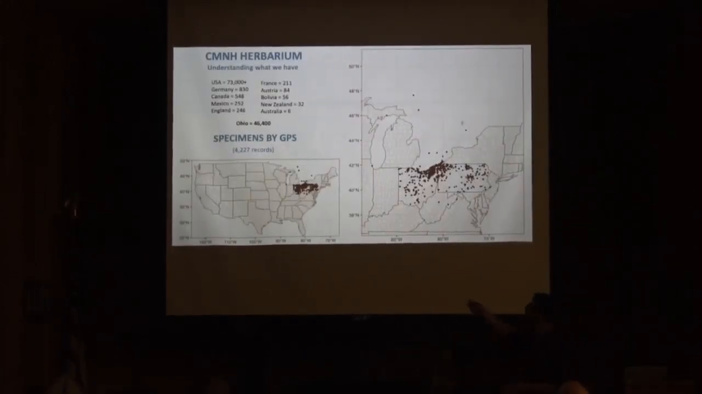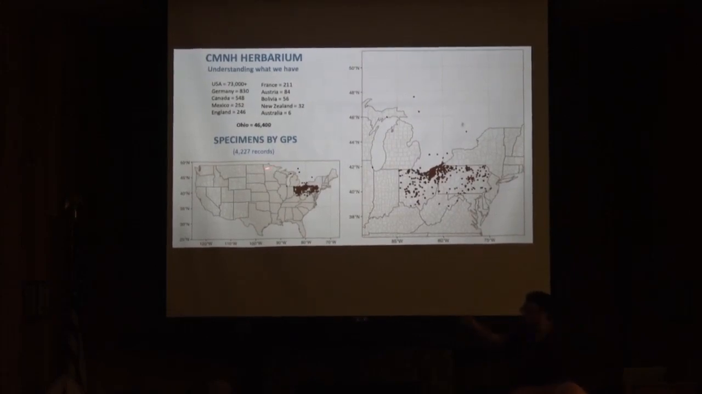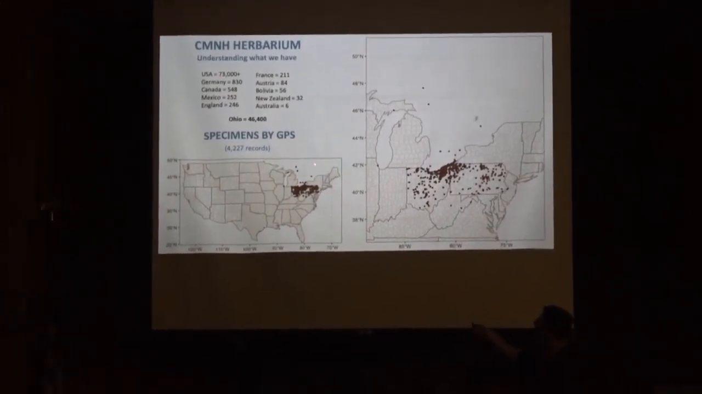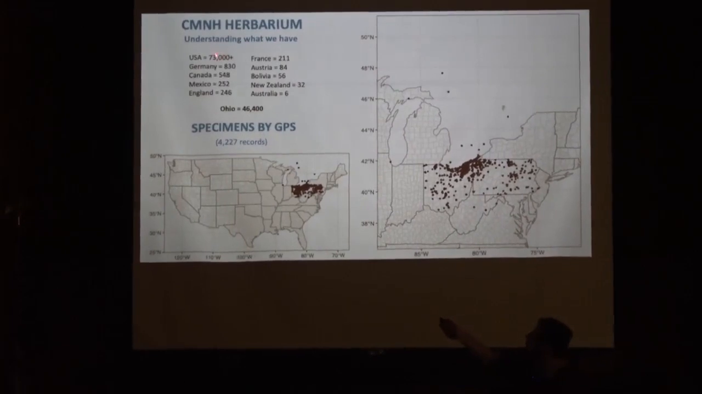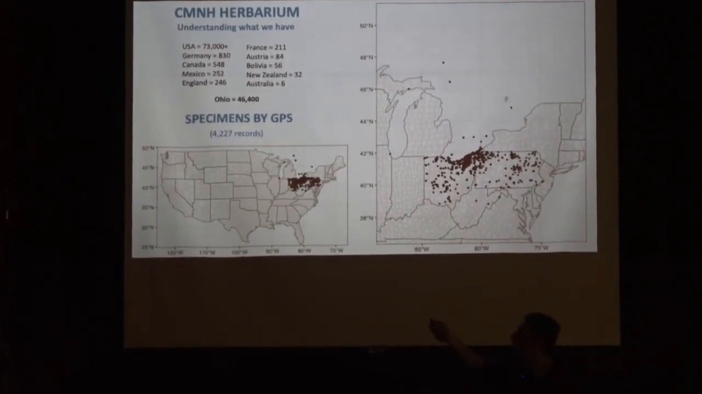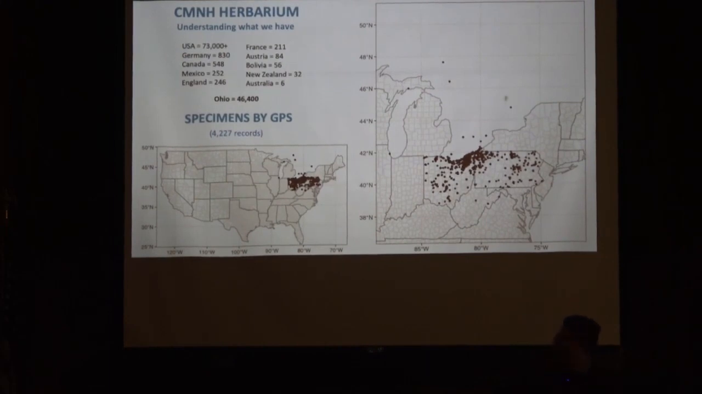As you can see, our specimens here are quite strongly clustered around Cleveland, but we do have pretty good representation. Of that 76,000, the vast majority are from the US, which makes a degree of sense. We inherited a collection from somebody from Germany for reasons unknown, but we have a lot of collections from Germany, Canada, Mexico, England, Austria as well.